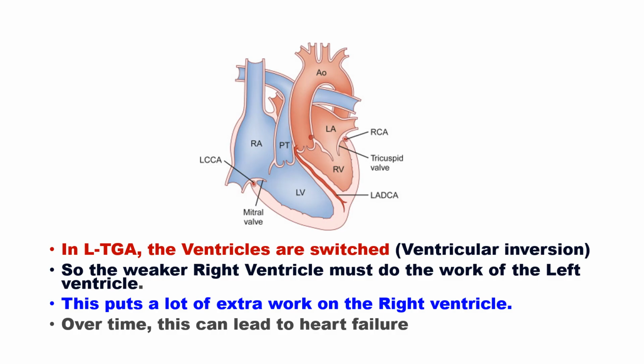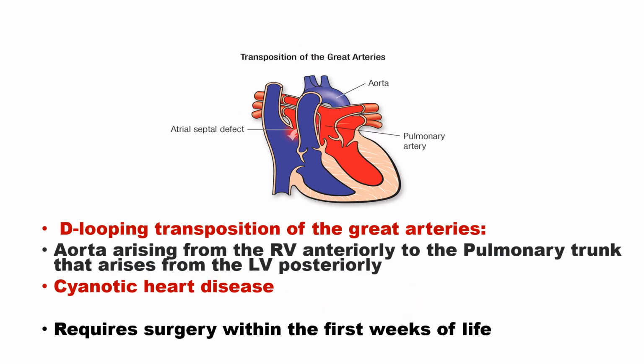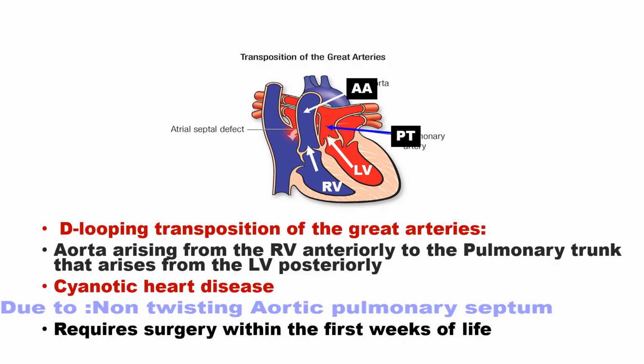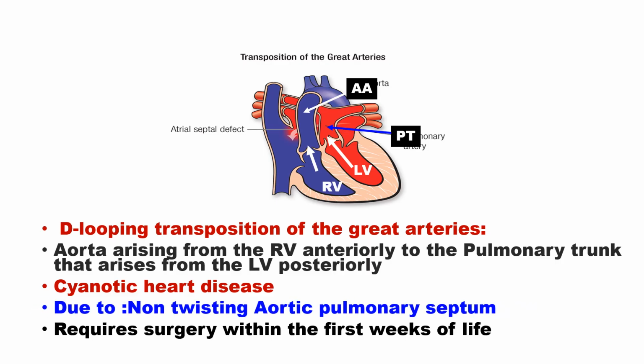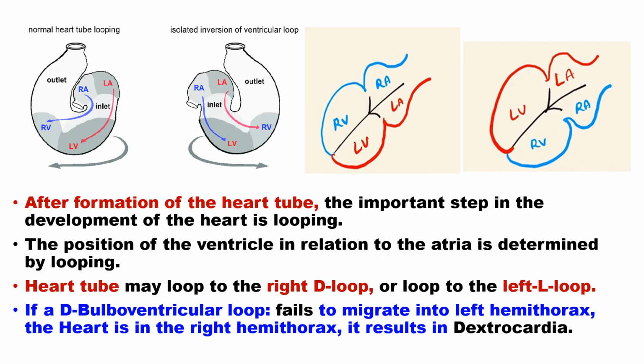In L transposition of great vessels, where ventricles are switched, or ventricular inversion, the right ventricle must do the work of the left ventricle. This puts a lot of extra work on the right ventricle, and over time can lead to heart failure. In D transposition of great vessels, the aorta arises from the right ventricle anteriorly and the pulmonary trunk arises from the left ventricle posteriorly. This leads to cyanotic heart disease, and is mainly due to the non-twisting of the aorticopulmonary septum. It requires surgery within the first week of life.